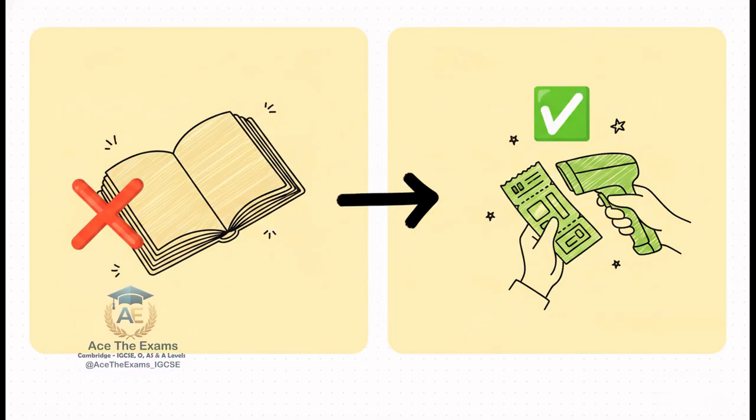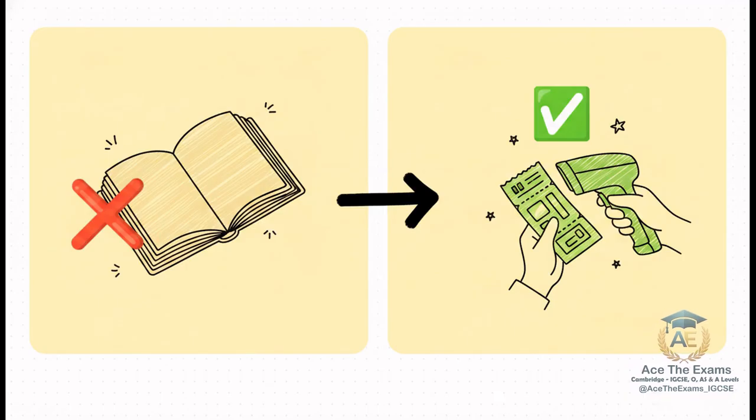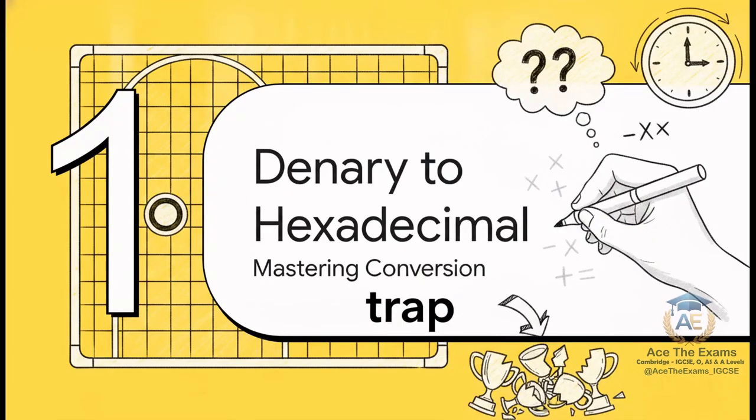No way. The top band answer upgrades this massively by taking the exact technical definition and applying it to the specific nouns in the scenario. Like, an algorithm for the ticket system includes an if statement to check if age equals 18. That is what examiners reward. They don't want floating dictionary definitions, you know? They want applied logic. All right, moving on to mastering denary to hexadecimal conversions.